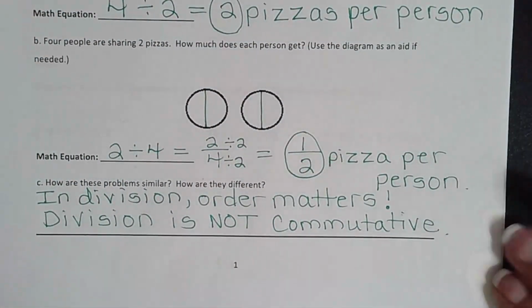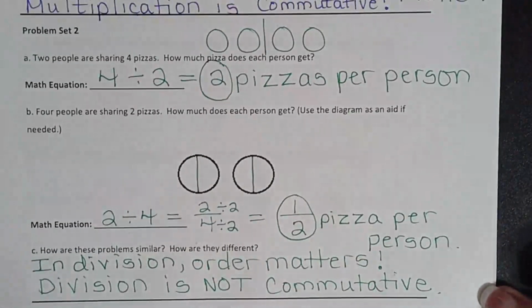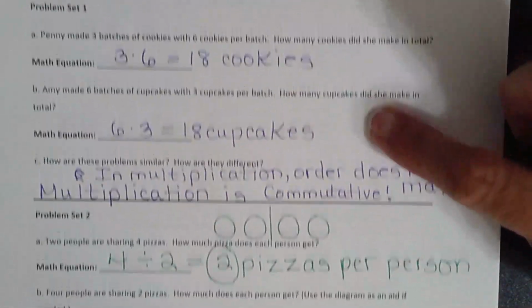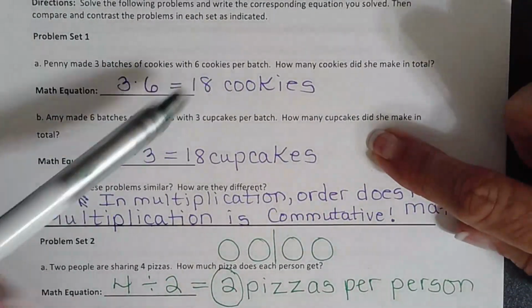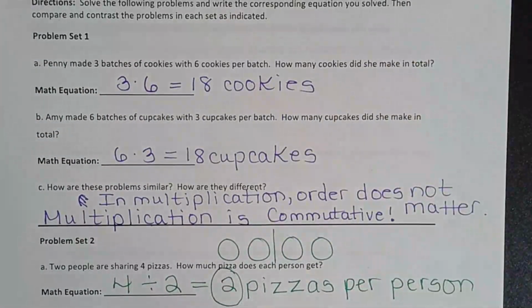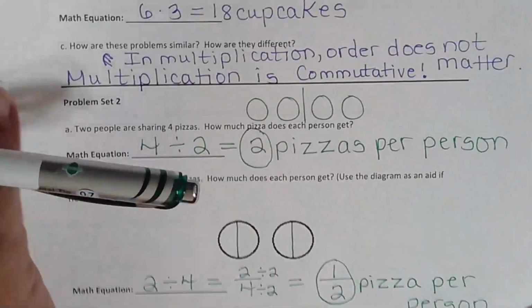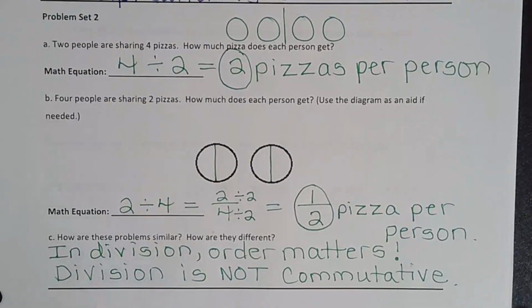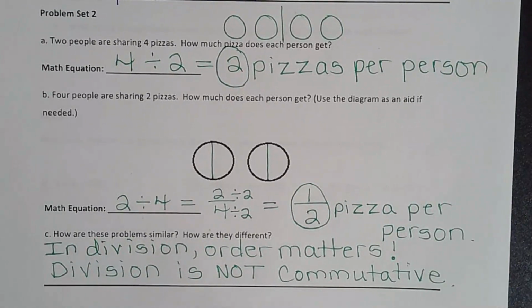So we can summarize by saying addition and multiplication are commutative. Order doesn't matter. 3 times 6 is 6 times 3. 3 plus 6 is the same thing as 6 plus 3. But in division and subtraction, order does matter, so they are not commutative.